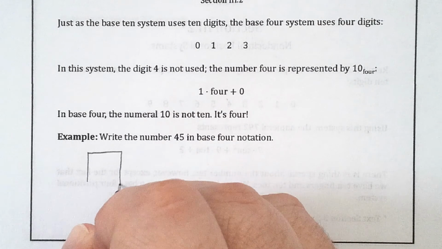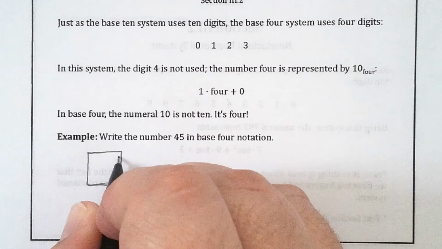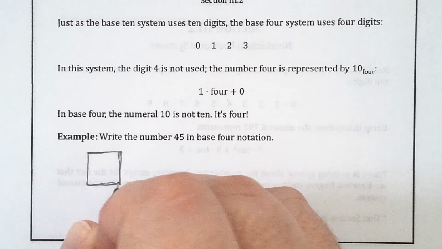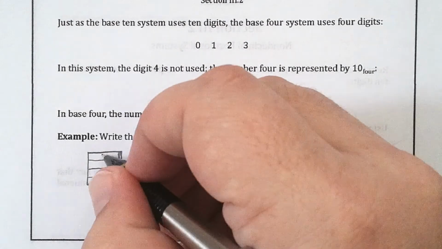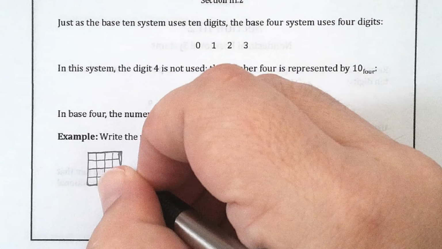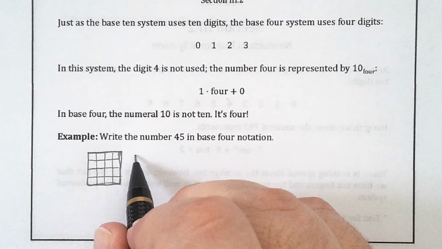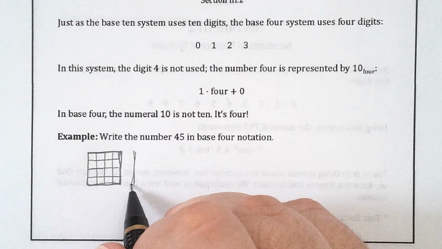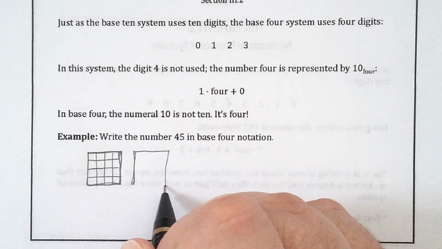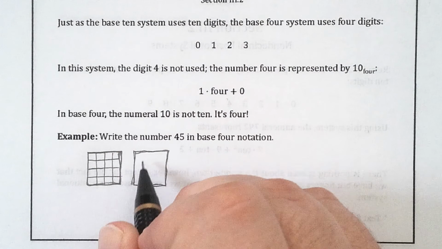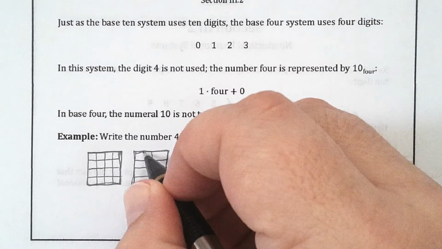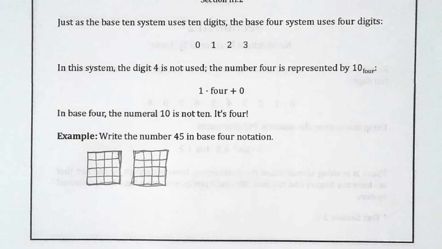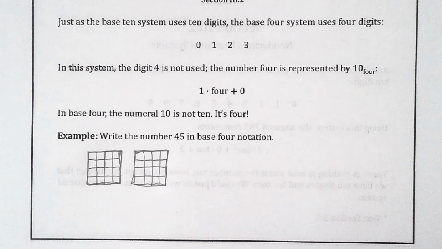I start with mats, and I just keep adding mats until I can't add anymore. So we've got one mat, that's 16. And then the second mat gets us up to 32. But a third mat would get us up to 48, which is too big. So there we stop with the mats.